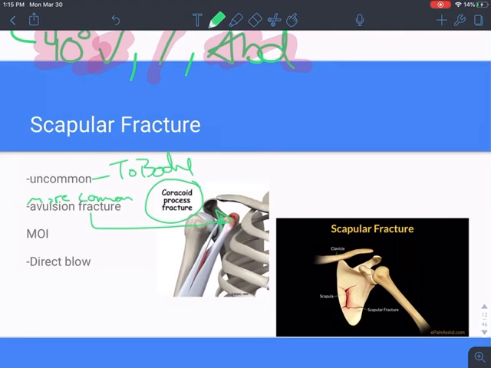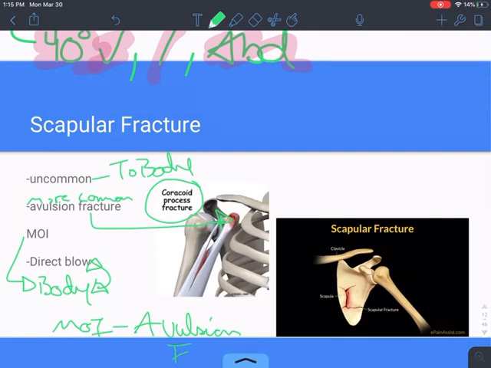So MOI for the body would be direct blow. That's like a backwards arrow. An MOI for avulsion is just forced movement.